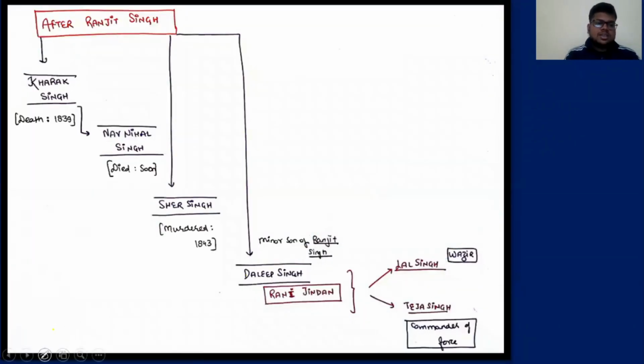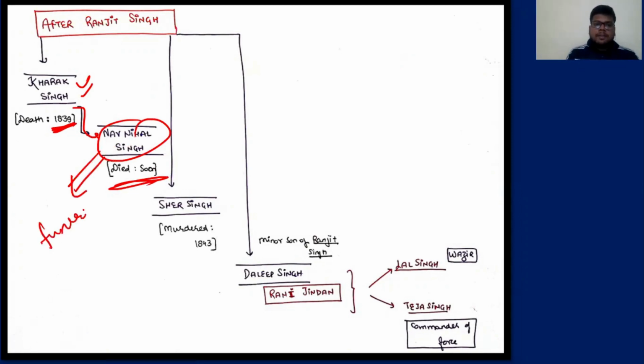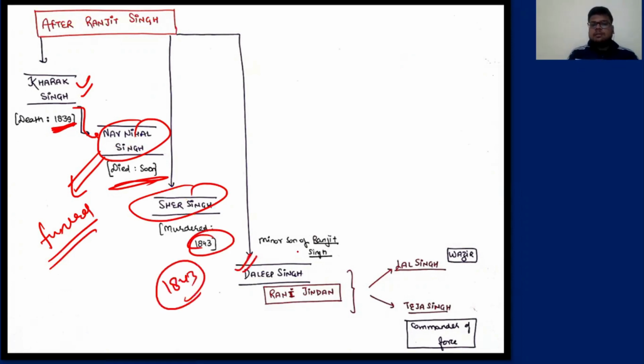After Ranjit Singh, his son Kharak Singh died very quickly. Then Kharak Singh's son Nihal Singh died very soon, when he was returning from his father's funeral. Then Sher Singh was murdered after 3 years, in 1843. Then Dilip Singh, the minor son of Ranjit Singh, became the king, with Rani Jindan as the queen regent, just like Tarabai for Rajaram.